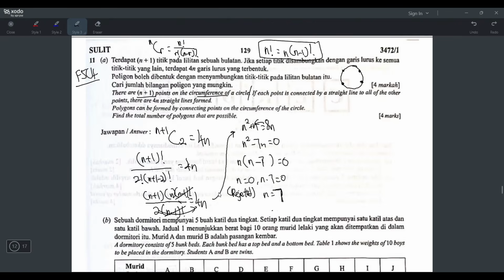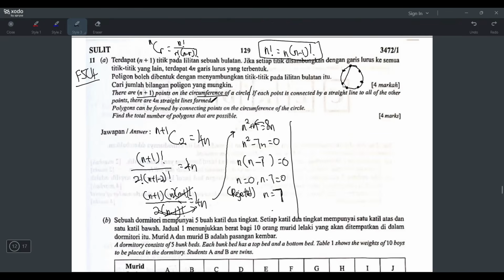But the soalan actually never asks you to find n. The soalan asks you to find number of polygons that are possible. So I haven't finished yet. So let's keep reading. Polygon can be formed by connecting points on the circumference. So now you know I have 7 points, right? So 1, 2, 3, 4. Let's put another 3 points here to make it 7. Okay, of course you can join to get some polygon, right? Polygon is like a shape. Okay, it can be 3 sides, like a triangle like that, or maybe 4 sides. Okay, is this also a polygon, right? Or 5 sides also possible. Okay, is 7 sides possible?